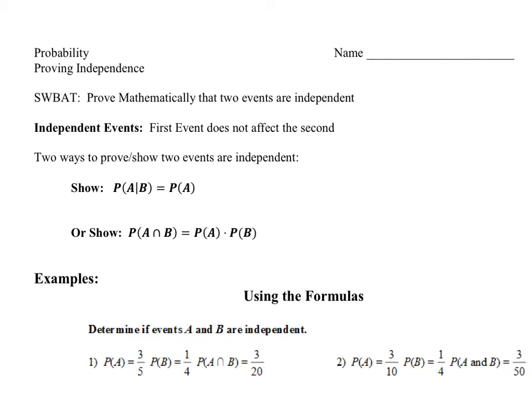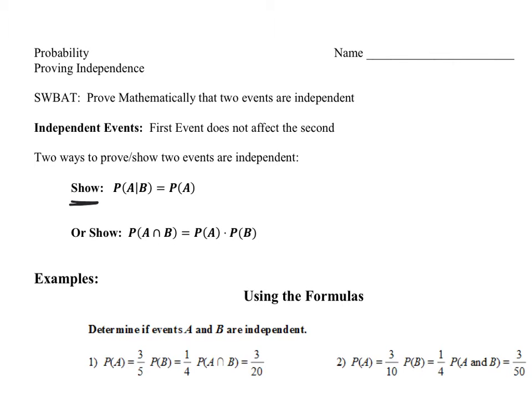All right, today we're proving whether two events are independent. Now, you know the basics behind independent events, where one does not affect the other. But what about empirical probability? Well, there are two ways that we can do that. We can prove it with this formula.